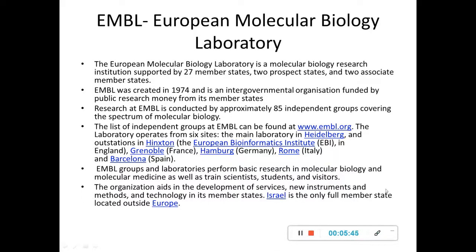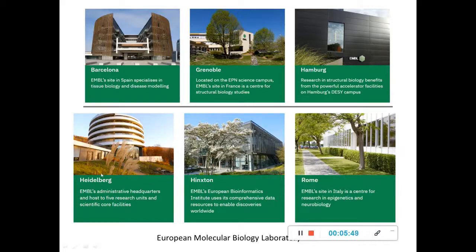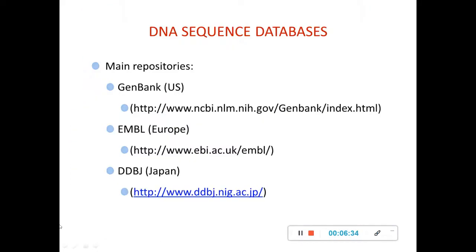So let's just have a look at the labs which are located at different places. EMBL at Heidelberg, and every lab at a different location has a specialization for different areas. If you go to Barcelona, they are specialized in tissue biology and disease modeling. Here at Grenoble, it is mainly a center for structural biology studies, and in Hamburg also you have structural biology studies. Like that, every lab is specialized for different areas of research, but all the bioinformatic data obtained from these labs can be found on the EMBL website. I hope you get a chance to explore the labs over there.